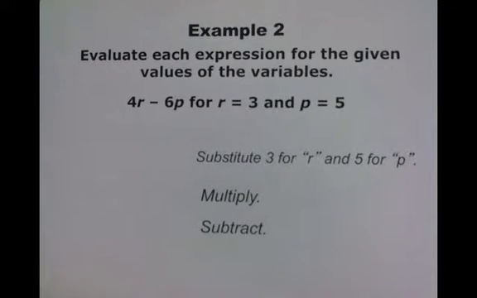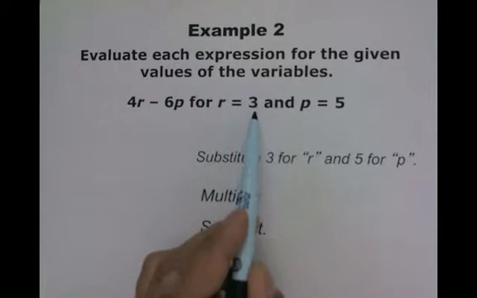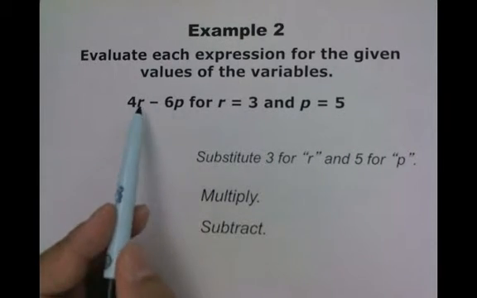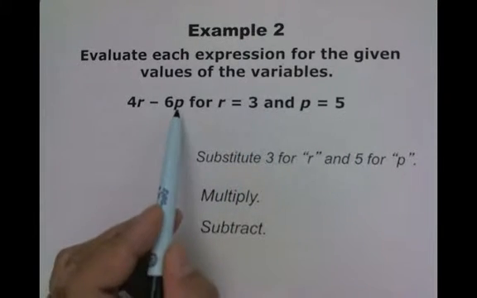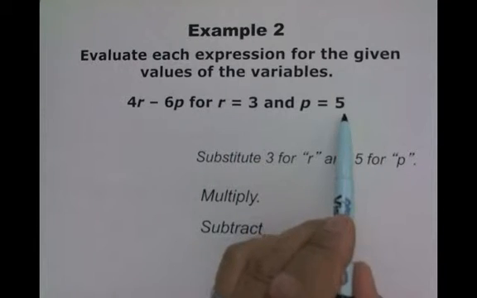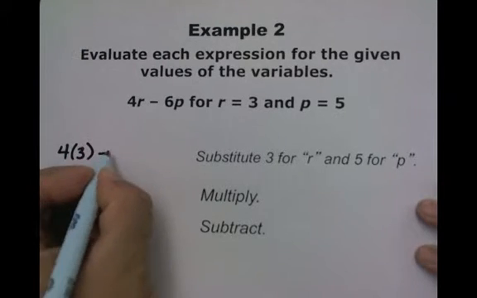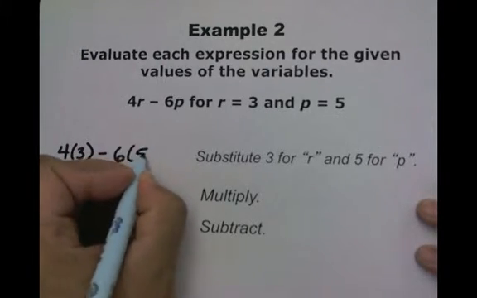Example 2. Evaluate each expression for the given values of the variables. 4r minus 6p for r equals 3 and p equals 5. So in this case r is equal to 3 and p is equal to 5. So every time we see an r we're going to plug in 3, and every time we see a p we're going to plug in 5. So when I rewrite this expression I get 4 times 3 minus 6 times 5.